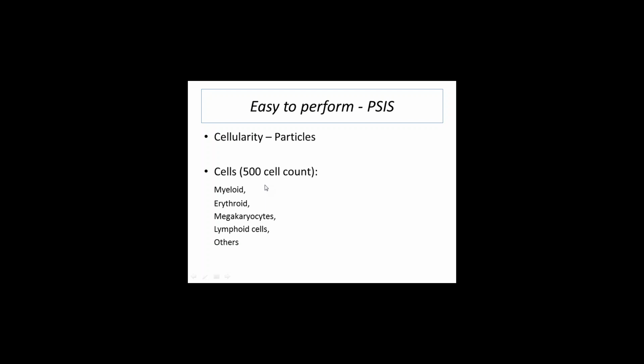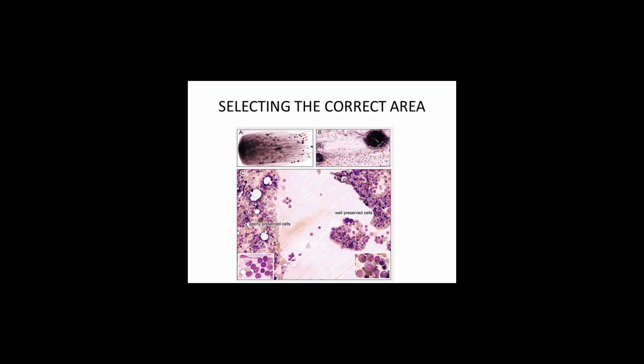After looking at it, the next step is to go for a differential count. On a bone marrow, a differential count should always be done on a 500 cell count. It should never be less than that, because that reduces the error bias that we can get from looking at a particular area. See, the bone marrow is very cellular, and so if we don't count more cells, we will get a very poor representation of the actual tissue.